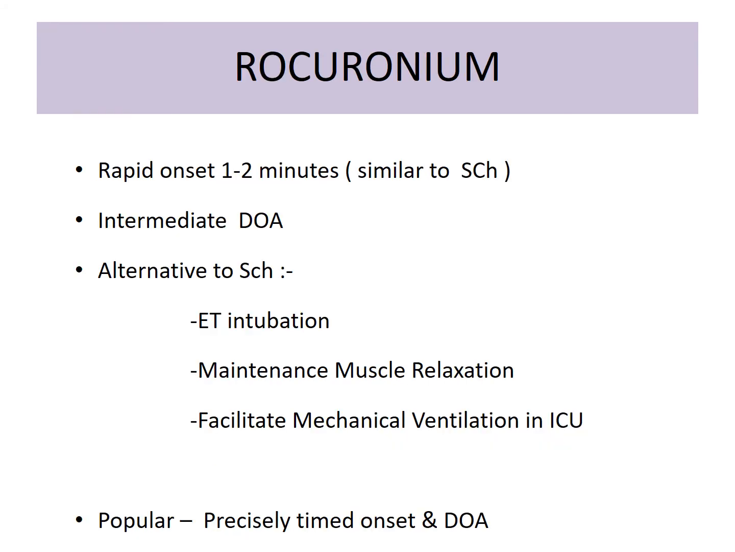Next we have ROCURONIUM. This agent has a rapid onset of action, within 1 to 2 minutes, which is almost similar to Succinylcholine. This agent has an intermediate duration of action. It can be used as an alternative to Succinylcholine in endotracheal intubation. It maintains skeletal muscle relaxation during surgical procedures, as well as facilitates mechanical ventilation in ICU setups. It's popular because of its precisely timed onset and duration of action.